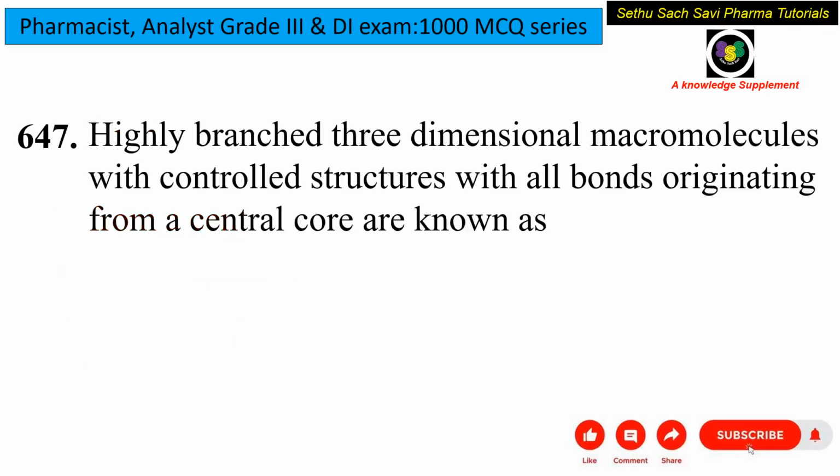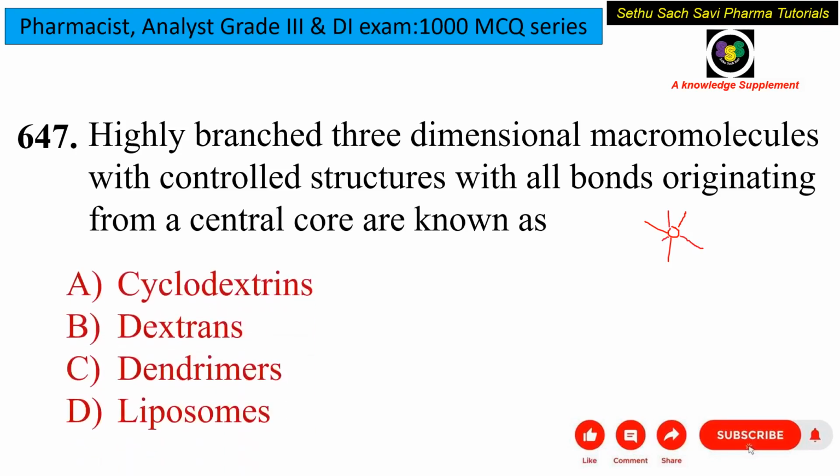Highly branched 3-dimensional macromolecules with controlled structure with all bonds originating from the central core. See, it is very easy. They are asking, from a central core region there are many branches or bonds that have been formed. That is highly branched in nature and it is 3-dimensional. 3-dimensional macromolecule. So what is this particular substance? Right. Let's see the options. It is cyclodextrins, dextrans, dendrimers, or liposomes.